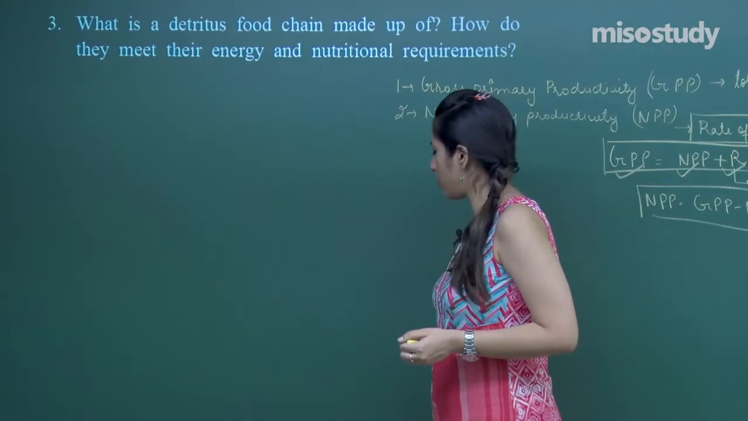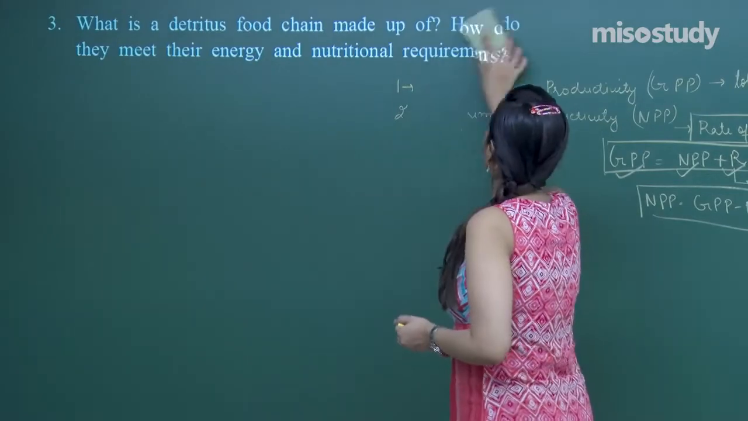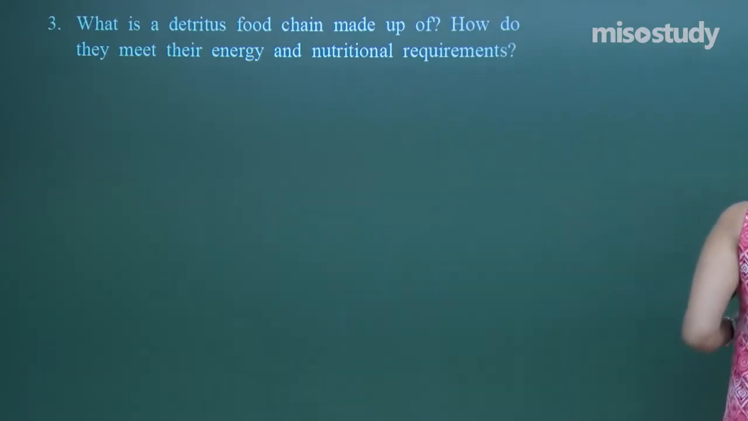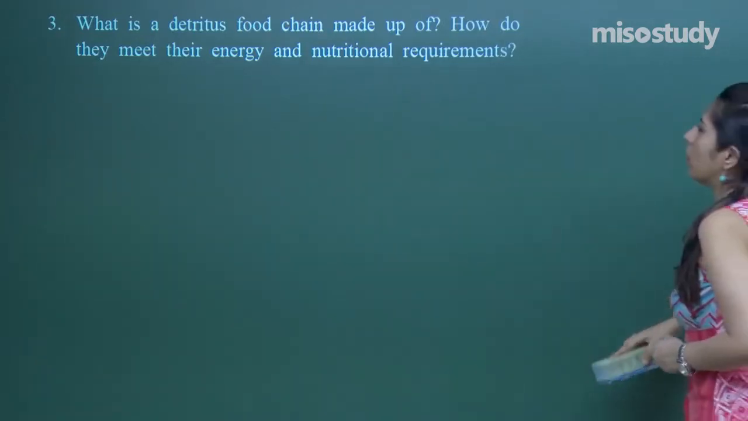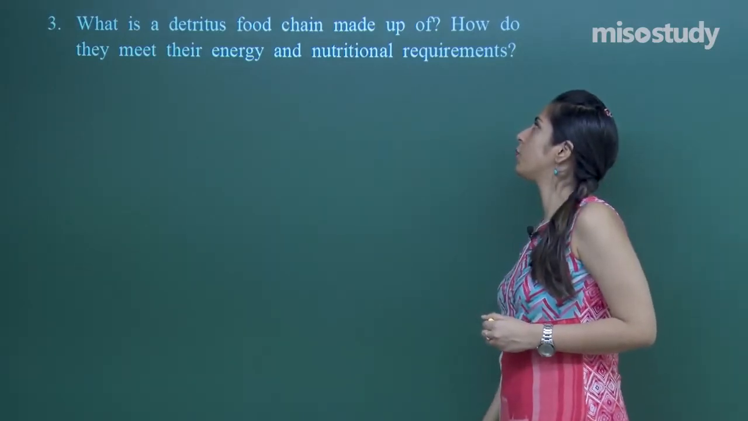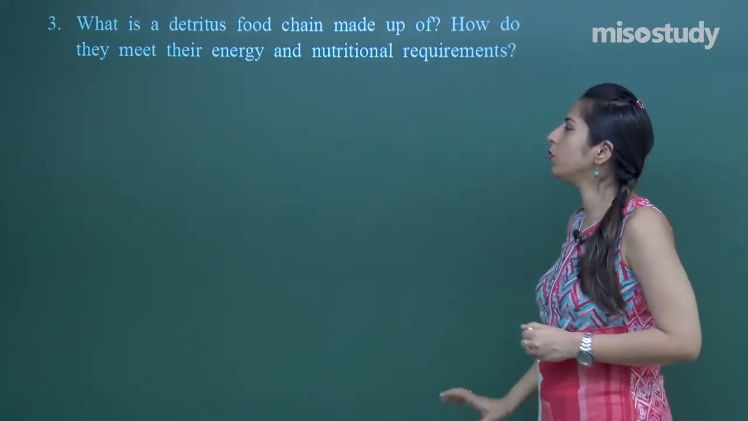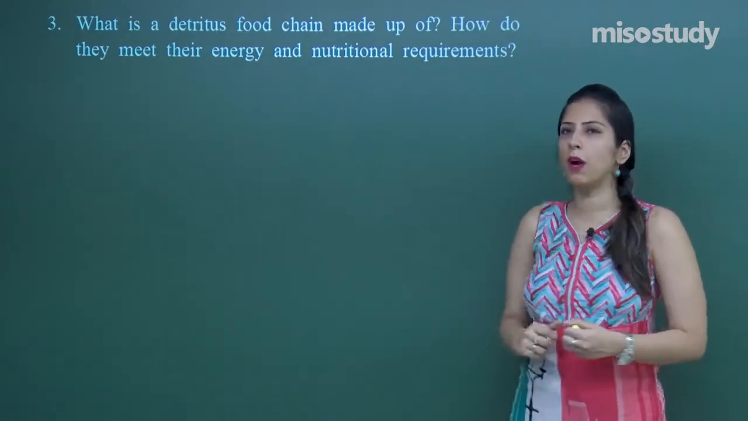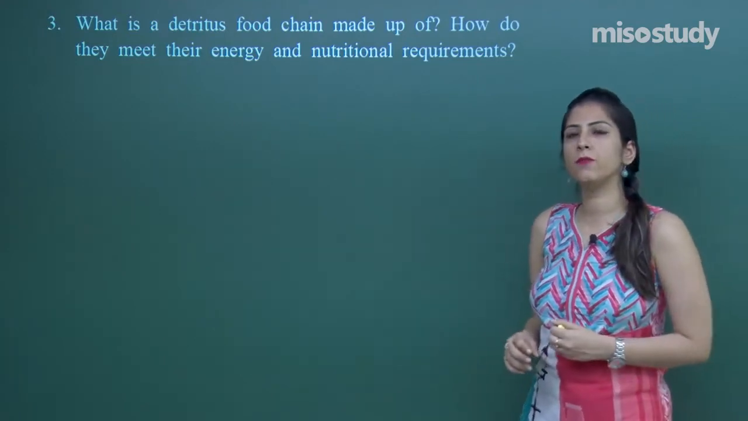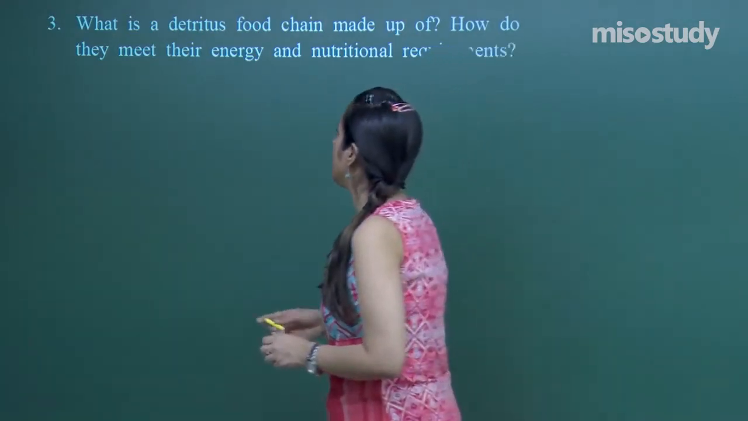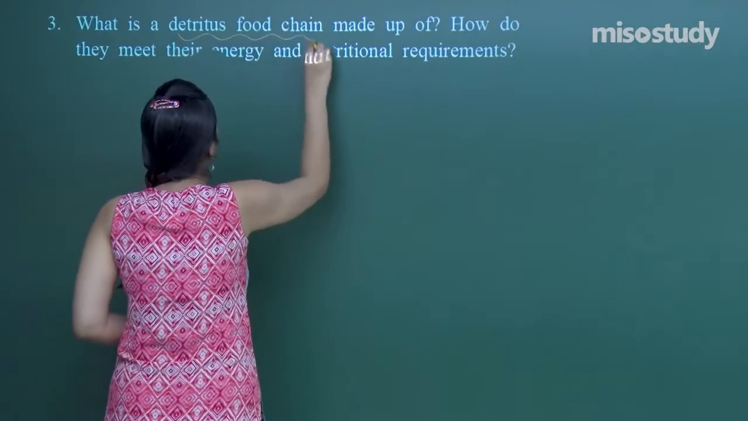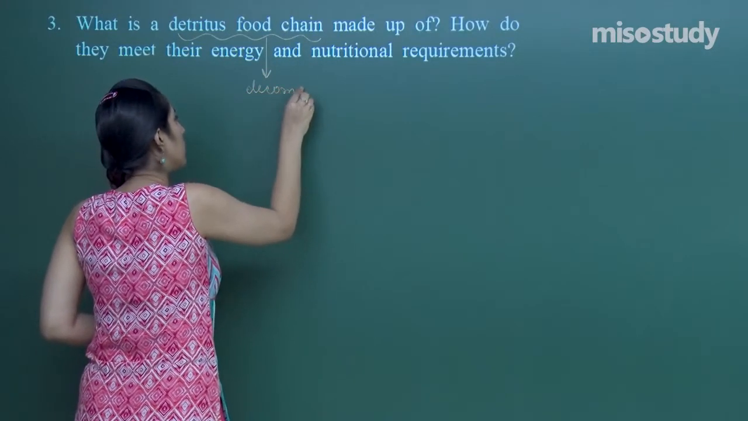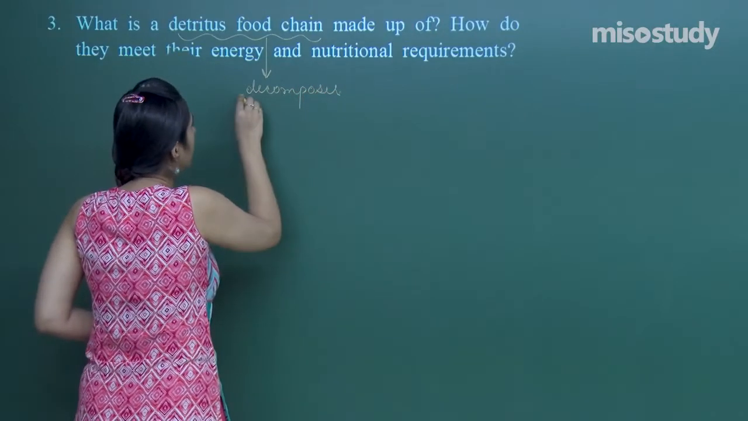Let's move on to the next question, question number 3. So, read this question properly. What is a detritus food chain made up of? How do they meet their energy and nutritional requirement? They are asking about a detritus food chain. The detritus food chain is made up of detritivores, or they are made up of decomposers.